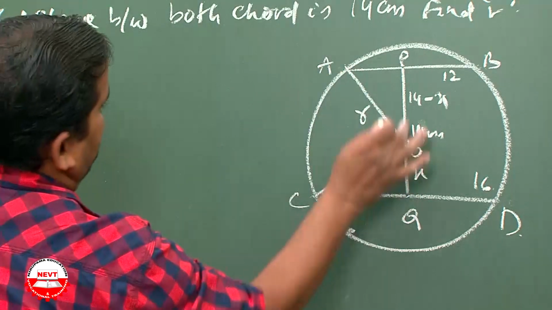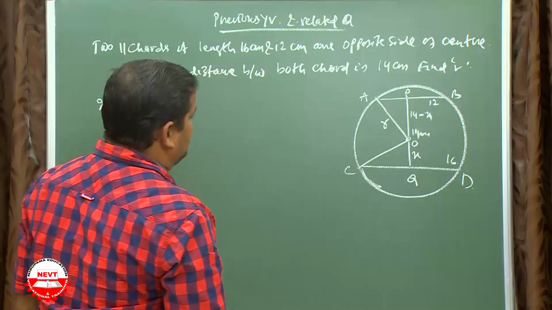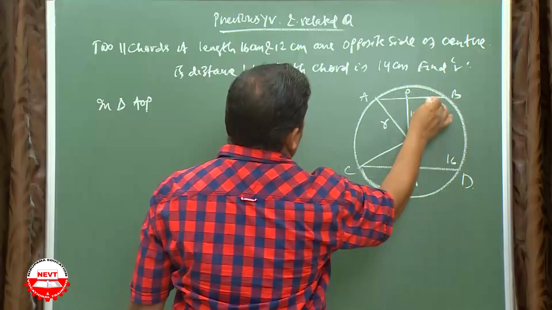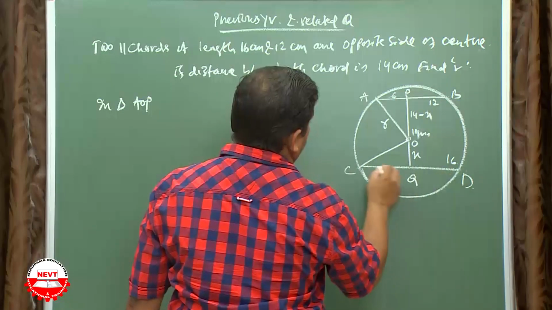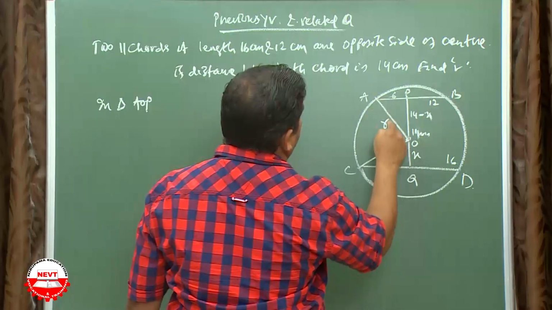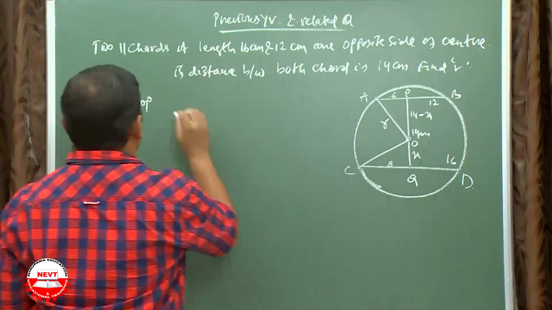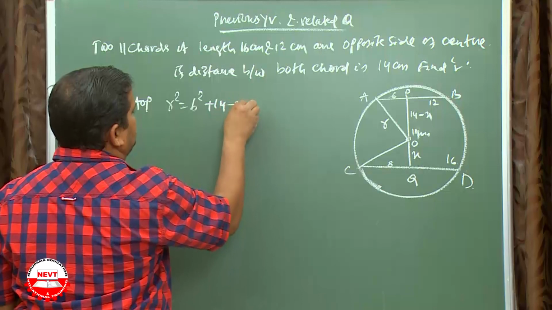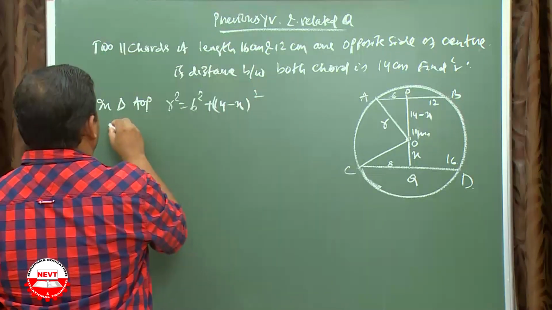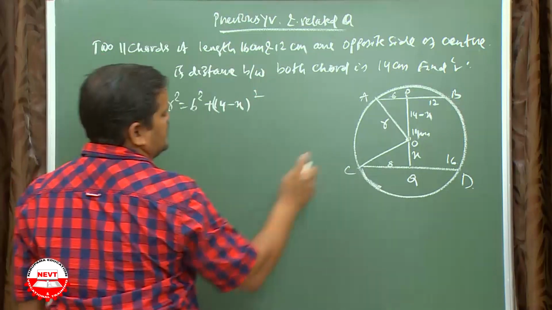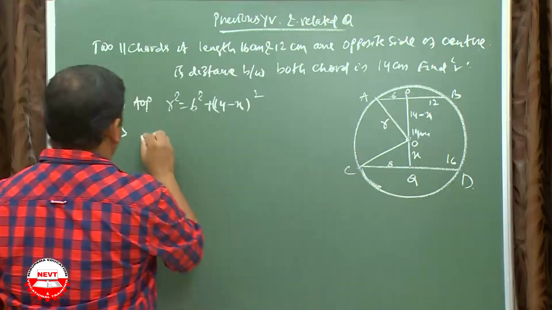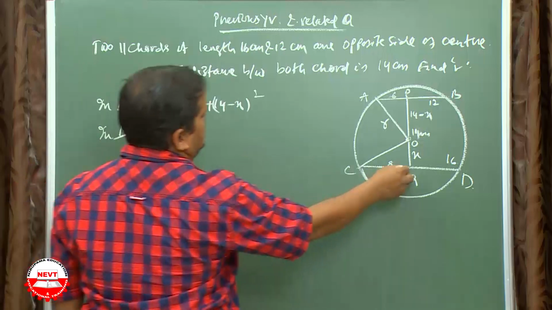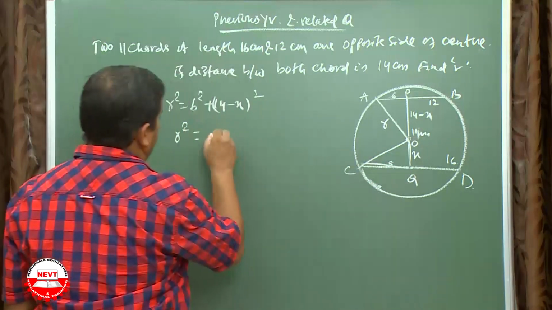In triangle AOP, r square is equal to, this is 12 means this is 6, this is 16 means this is 8. So r square is equal to 6 square plus 14 minus x whole square. In triangle OQC, r square is equal to 8 square plus x square.